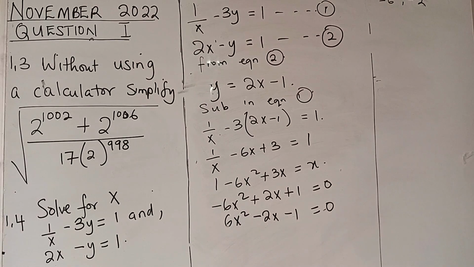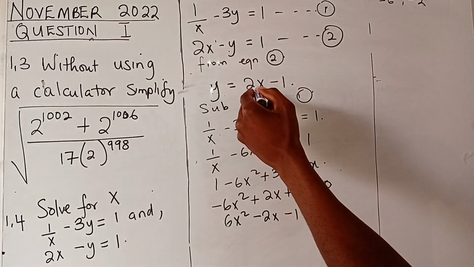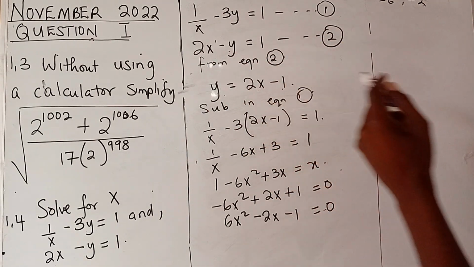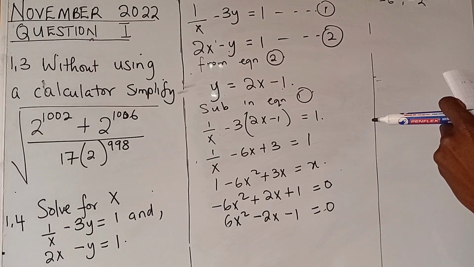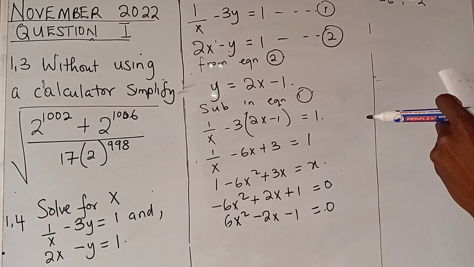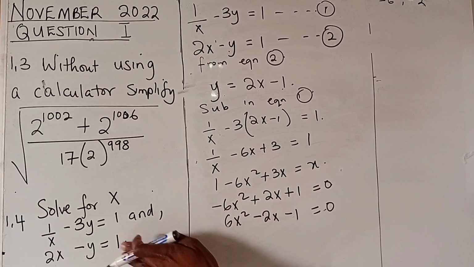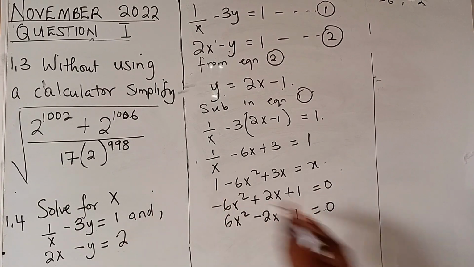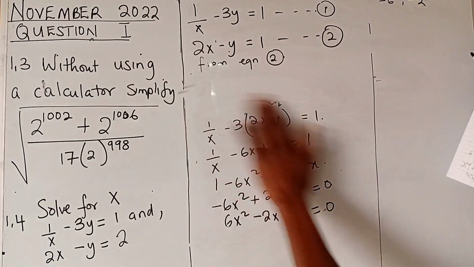no, I think there's somewhere I made a mistake. Let me try to figure out. So here y is equal to 2x minus 1. Let me see. Oh yeah, I see where the mistake is. Yeah, it's equal to 2. Oh, okay. So let me start over again, just from here, I guess.